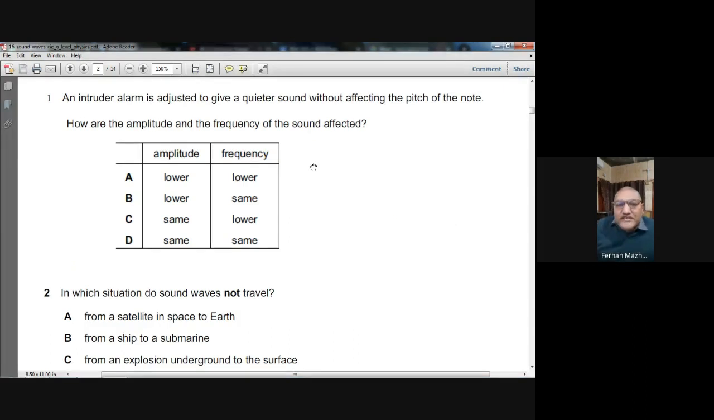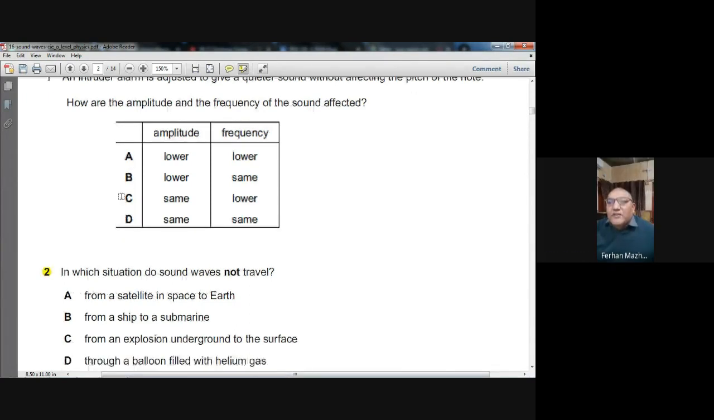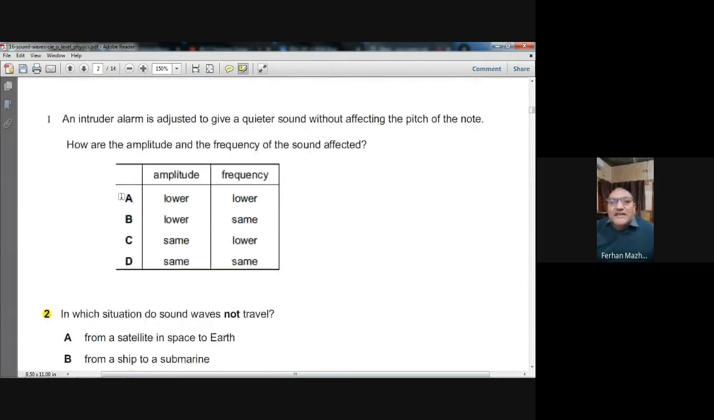So what do you think is the choice? B. The amplitude should lower and the frequency should remain the same. Yes, sir, the choice is B. Oh, it cannot highlight. Okay, so B is the right choice.